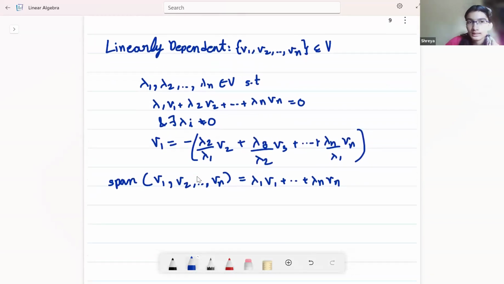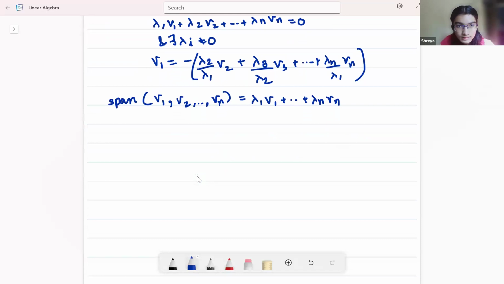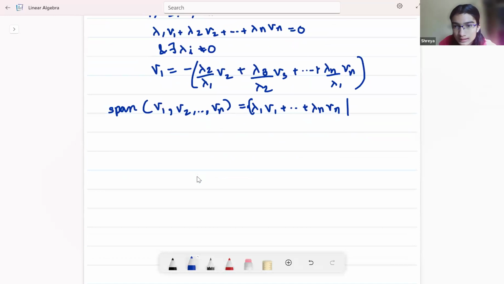So it's like the definition of linearly dependent and span. I hope it's fine. Wait, what is span again? All the things which make a linear combination. So the set of all such things, such that the lambda i all belong to the base field.